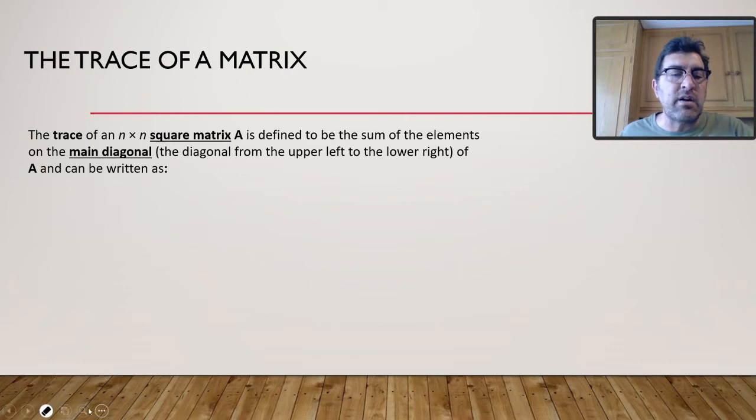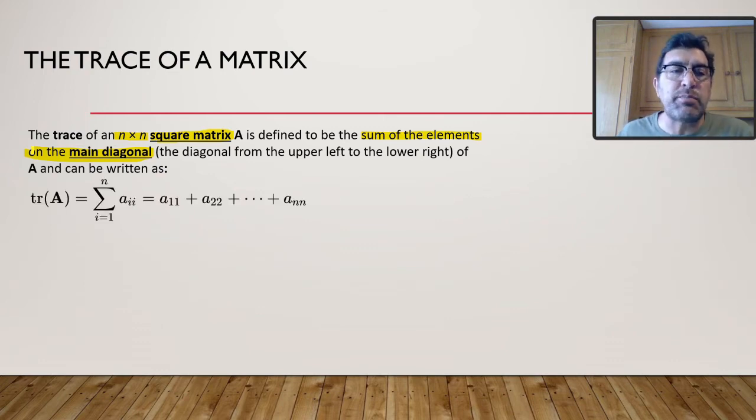So the trace of an n by n matrix, first of all, you can see it has to be a square matrix, is defined by the sum of the elements on the main diagonal. Now that's easy. If we just look at the main diagonal in the square matrix and we add the entries on that main diagonal, we have the trace of the matrix. Okay, so how do we write it algebraically?